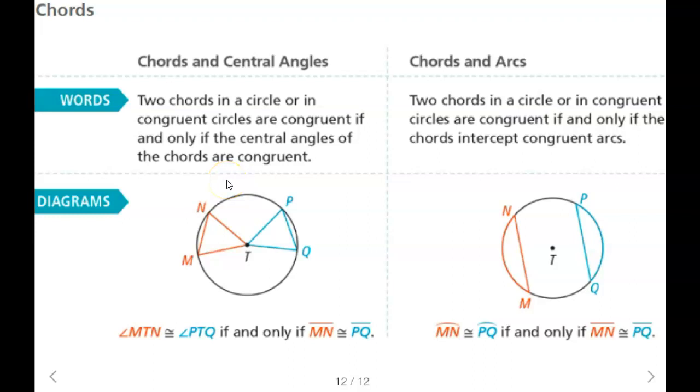The concept box of what we've learned in this section: two chords in a circle or in congruent circles are congruent if and only if the central angles are congruent, and then also two chords are congruent if and only if the intercepted arcs are congruent. So if these two chords are congruent, then the intercepted arcs are congruent, and vice versa.